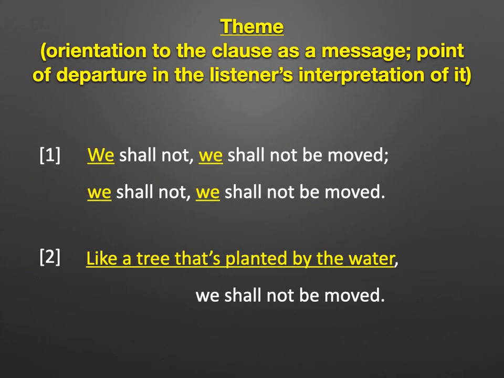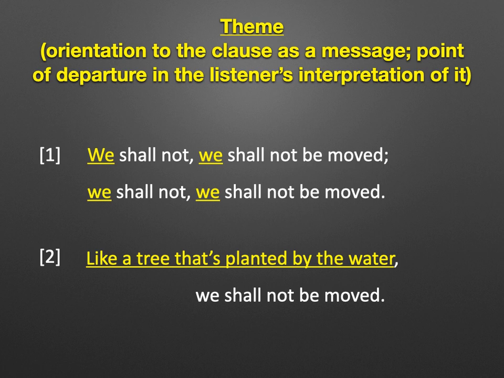If you take this verse: We shall not be moved, we shall not be moved, 1, and then 2, like a tree that's planted by the water, we shall not be moved. You can see the choices of theme, the orientation of the clause as a message, the point of departure in the listener's interpretation of it. So in 1, you have we. So the orientation is, it's about us, you and me, together as a group.